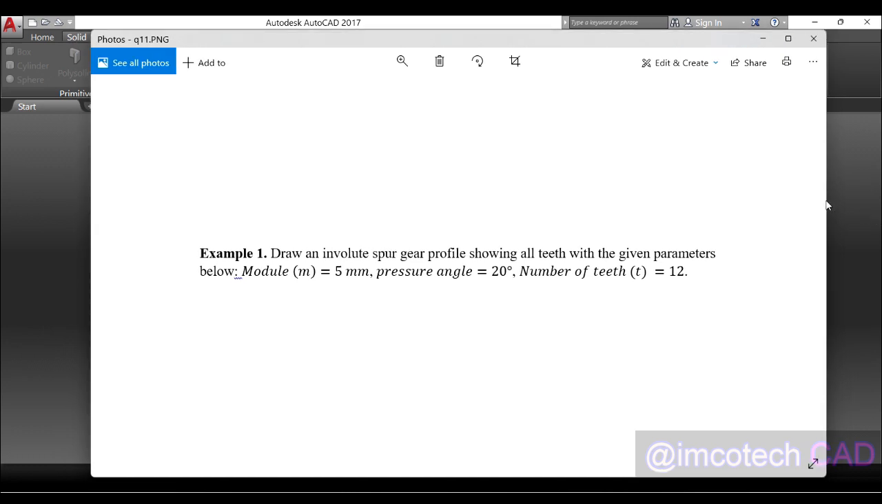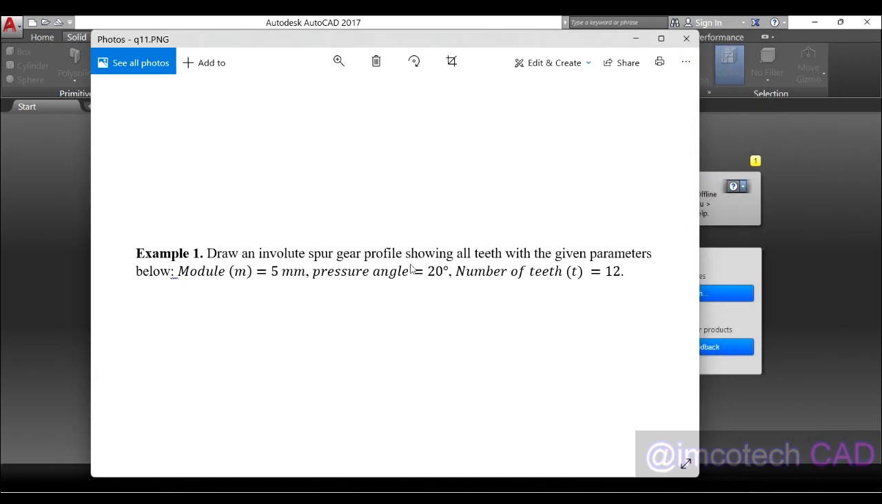Here is a question. It states, draw an involute spur gear profile showing all teeth with the given parameters below. We have the module 5 millimeters. This particular module gives the size of the tooth. The lower the module, the smaller the teeth, and the higher the module, the larger the teeth size. In essence, we can have a module as low as 4, 3, 2 millimeters, even less than that, and as high as 20, 25, maybe 30, and maybe a little above that, depending on the design. So the higher the module, the bigger the teeth. The lower the module, the smaller the teeth.